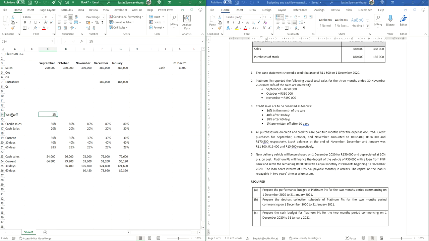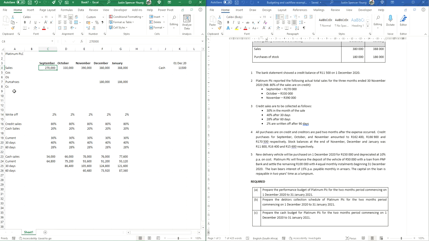Let's convert that into a percentage. And effectively what they're telling us there is on 90 days we are going to have a 2% bad debt. So 90 days is 3 months. Is that right? 1, 2, 3.